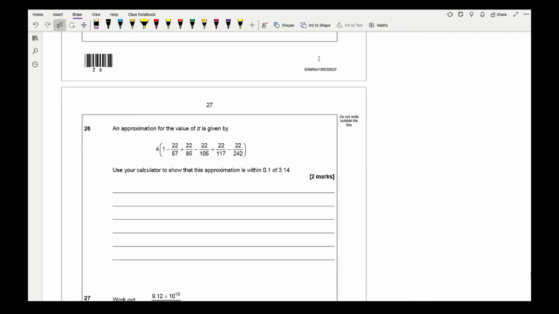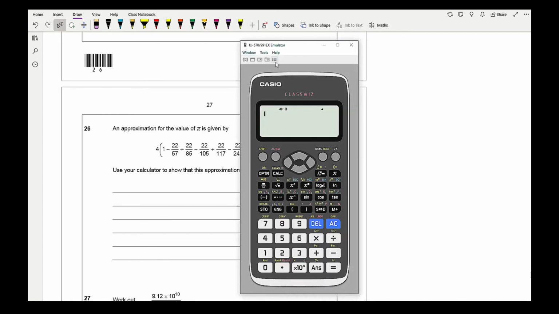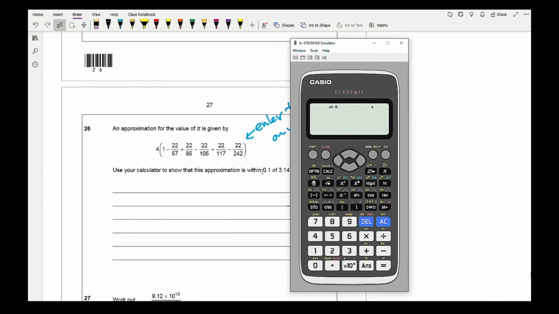So it says an approximation for the value of pi is given by this. The question says use your calculation to show that the approximation is within 0.1 of 3.14. So what we need to do is enter this on your calculator. Now hopefully you've got a decent calculator to work through this, and I'm going to show you. We're going to enter it exactly how it's written on this screen.